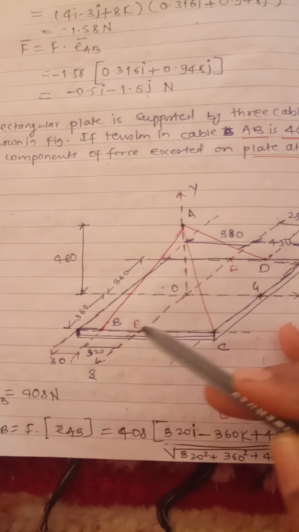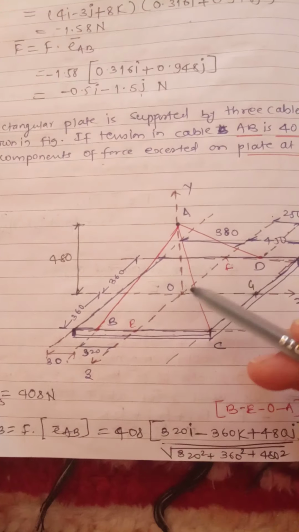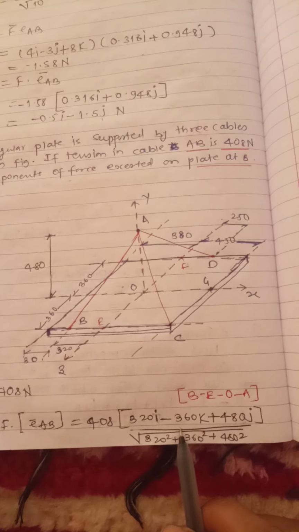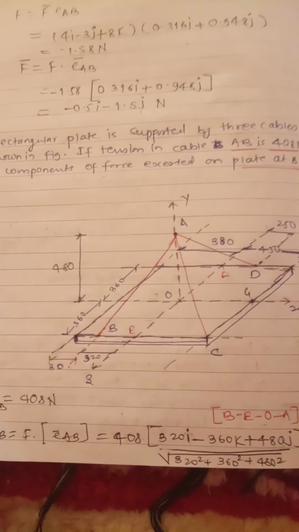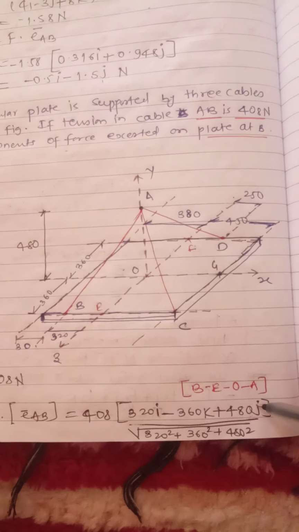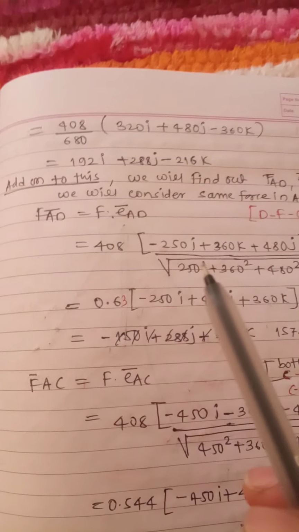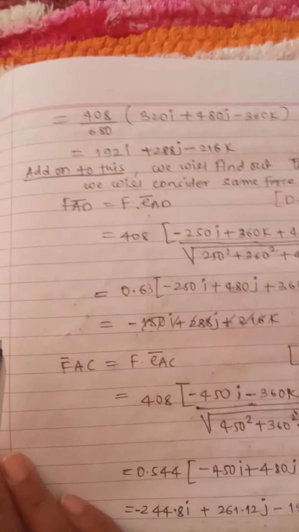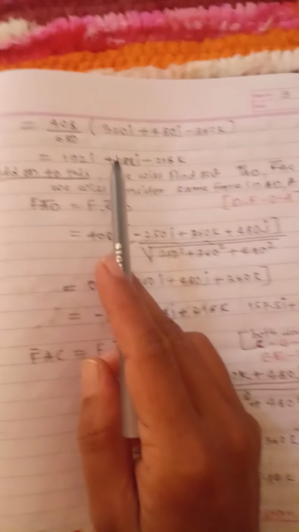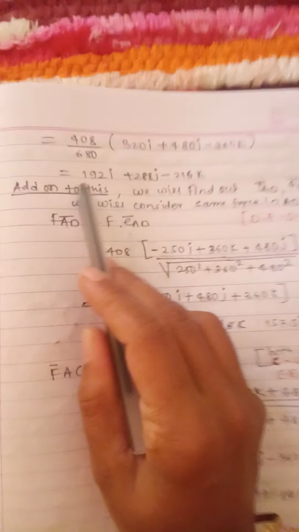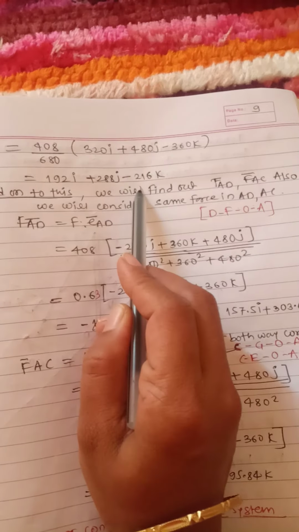Then from B to O is 360, but in the opposite direction, in this way, opposite to the z direction. For that reason minus 360k is there, and y is going up from O to A, that is positive 480. For that reason these values are written. Denominator is this square plus this square plus this square. For that reason this equation has formed. Then I'll get the answer 190i plus 288j and minus 216k. This is your component of force at B. FAB is 190i plus 288j minus 216k.